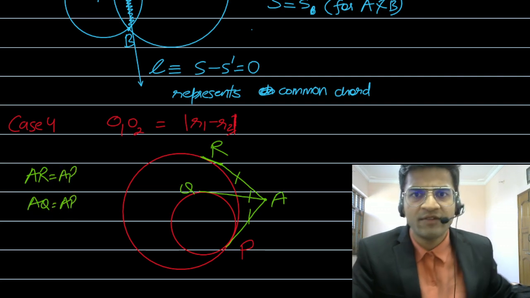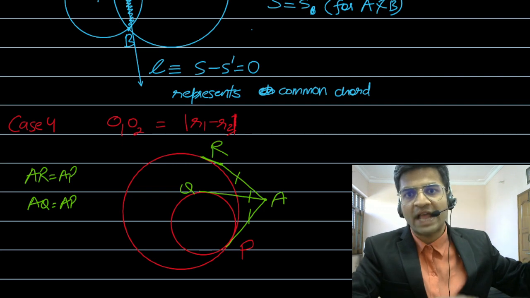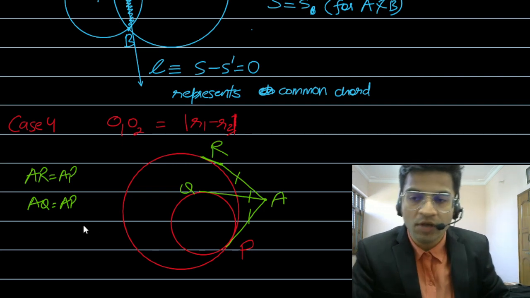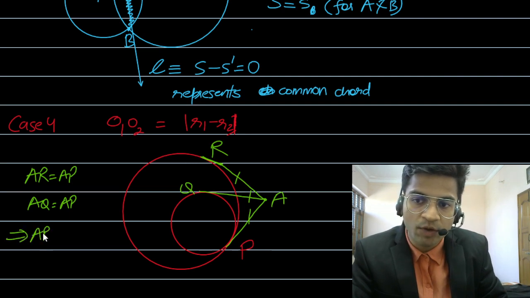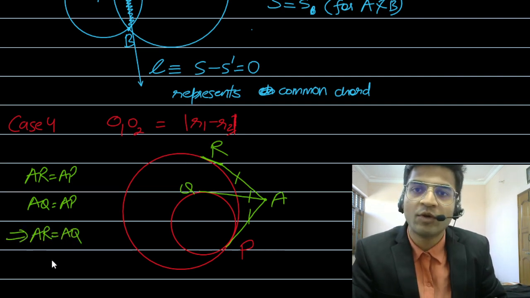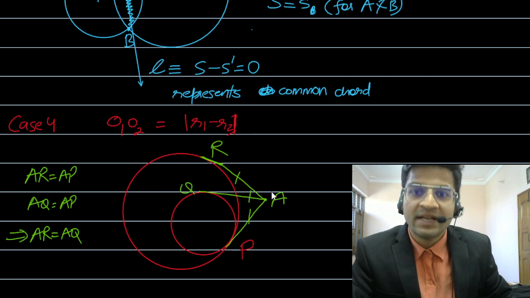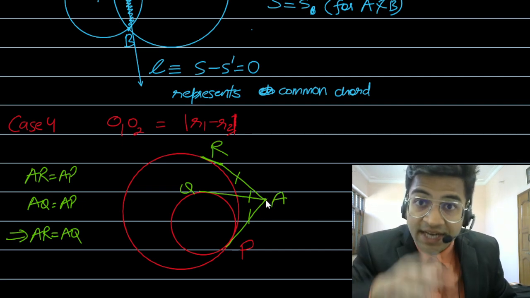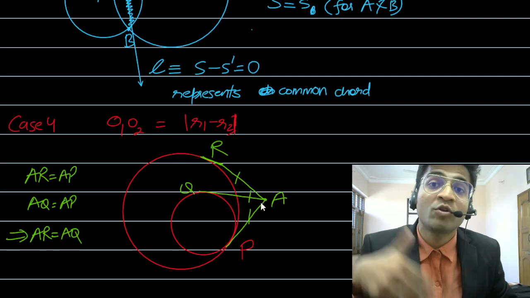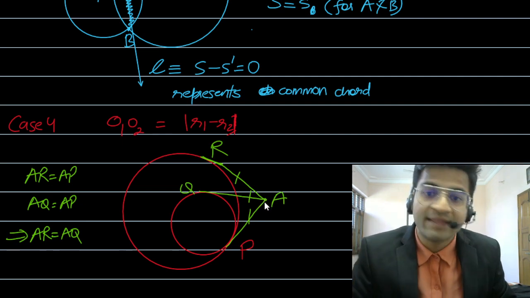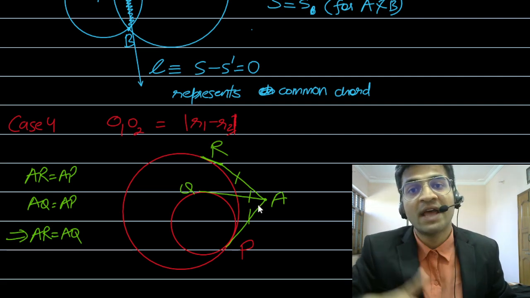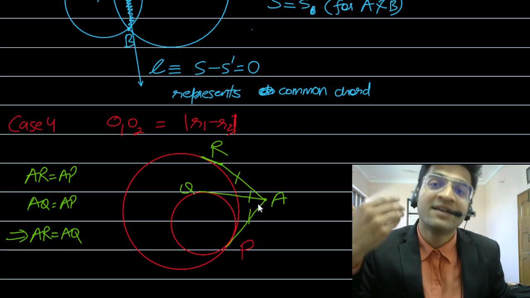I hope it is clear to everyone that from an external point, if you draw tangents to a circle, they will be equal in length. So AR is equal to AP, AQ is equal to AP. Combine these two, you will get AR is equal to AQ. So this locus of point A, A is a point from which tangents drawn to both circles are equal in length, and there will not be just one such point. There will be infinite such points, and the locus of those points will be the radical axis.